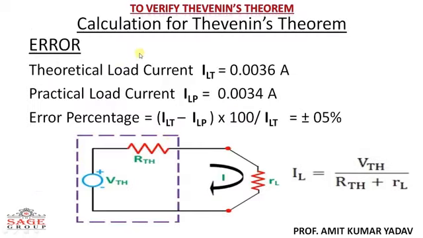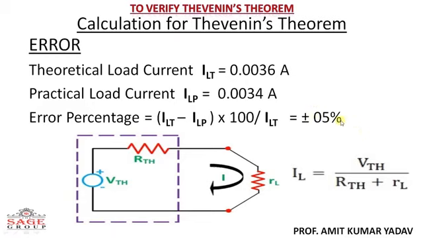So what is the error? In this part you just write down the value of theoretical load current and practical load current which you have already observed in the practical part. The theoretical load current is here 0.0036 ampere and the practical load current is here 0.0034 ampere. So there is a slight difference in both the values. So what will be the error percentage? The error percentage, according to this formula, is 5%, which is acceptable.